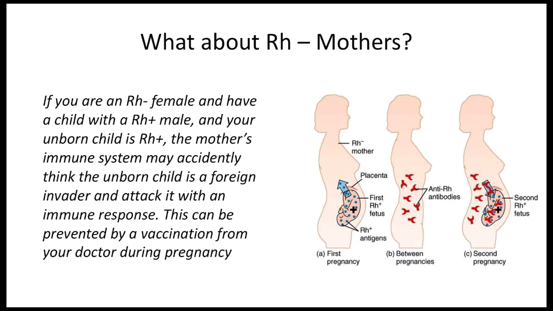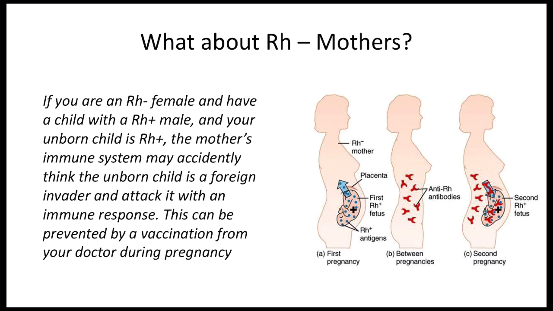So if you are an Rh negative female and you have a child with an Rh positive male, and your unborn child is Rh positive, the mother's immune system may accidentally think the unborn child is a foreign invader and attack it with an immune response. This can be prevented by a vaccination from your doctor during pregnancy.